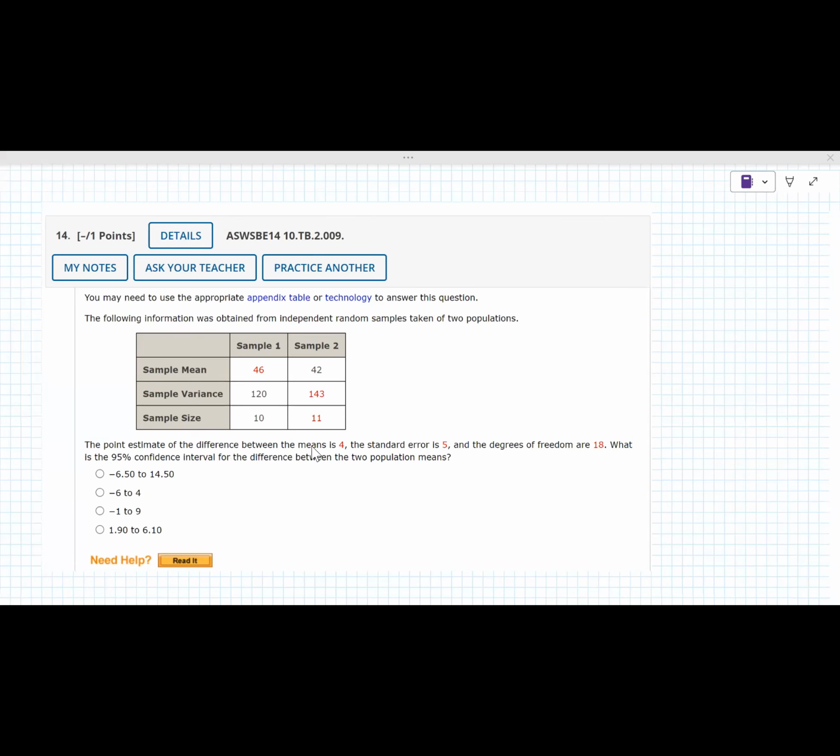The point estimate is the difference between the means, which is 4, the standard error is 5, and the degrees of freedom are 18. What is the 95% confidence interval for the difference between the two population means? The confidence interval comes from the difference between the means, plus or minus what's called the margin of error. The margin of error is broken up into the standard error and this t value based on the confidence level. Now, having said all that, we could go to the calculator and enter this information in.